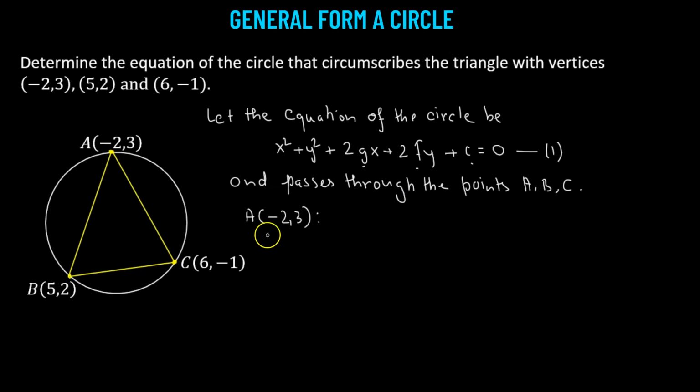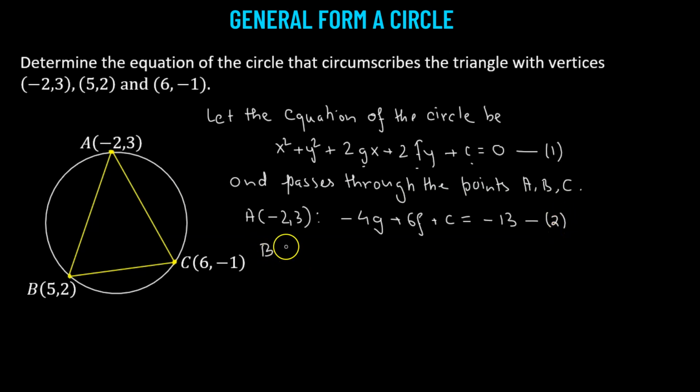Now since this circle passes through this point, we can say that this point is going to satisfy equation number 1, meaning we can replace the value of x with -2 and the value of y with +3 and rewrite the equation to get -4g plus 6f plus c equals -13. Now we're going to label this as equation number 2.